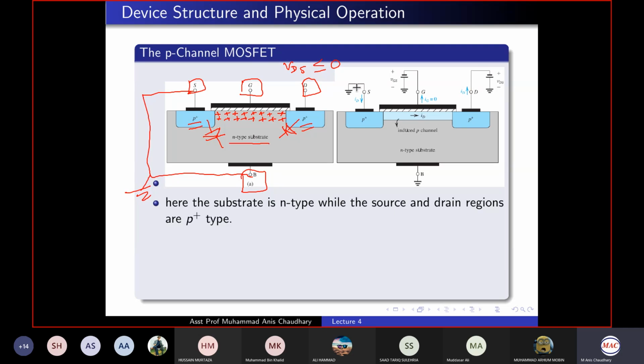PMOS transistor में current is flowing from source to drain, NMOS transistor में current was flowing from drain to source. So all regions polarity, all currents polarity, all voltage polarities are opposite of that of NMOS transistor. So NMOS transistor के साथ अगर आप compare करें तो तमाम regions की polarities opposite हैं, तमाम currents की polarities opposite हैं और तमाम voltages की polarities भी आप opposite देख सकते हैं.